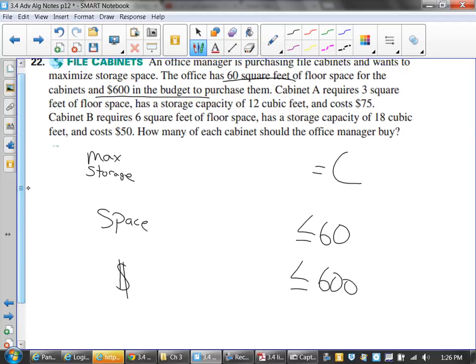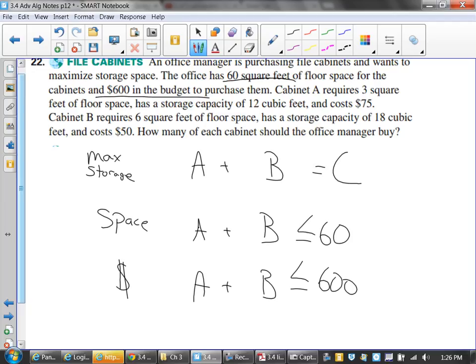So far, just by reading that out, we know these 2 things. Now it says you have cabinet A and cabinet B. So you're working with cabinets A and B, and for each one of these they have some value. Well, cabinet A requires 3 square feet of floor space, storage capacity of 12 cubic feet, and costs 75.